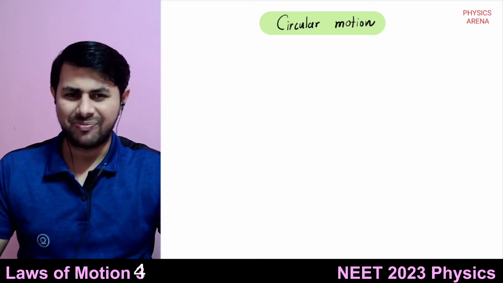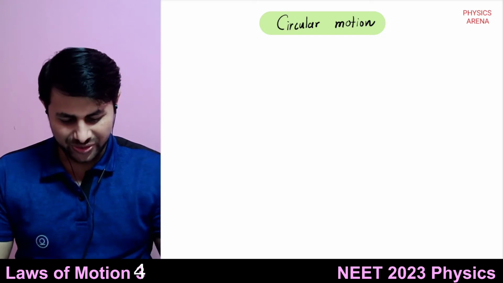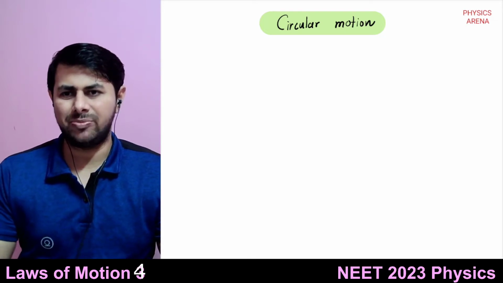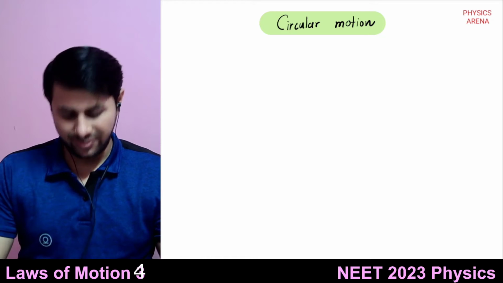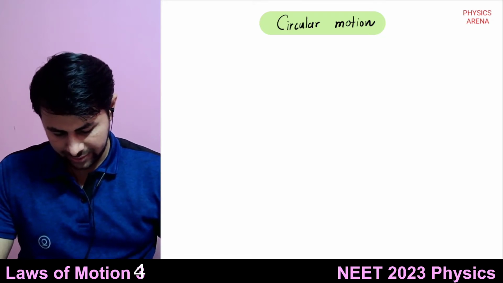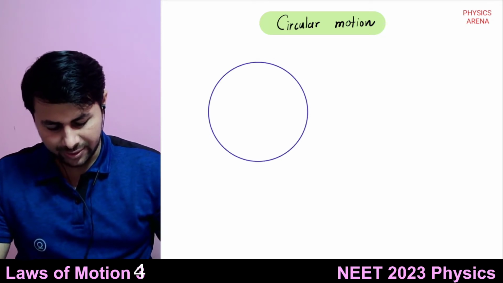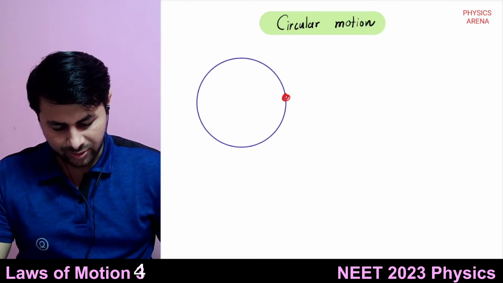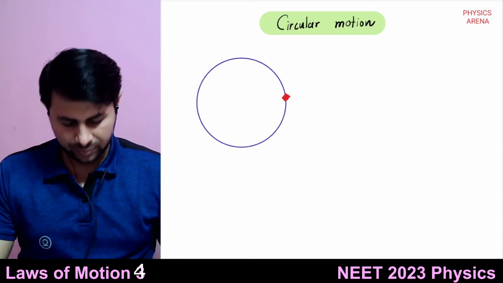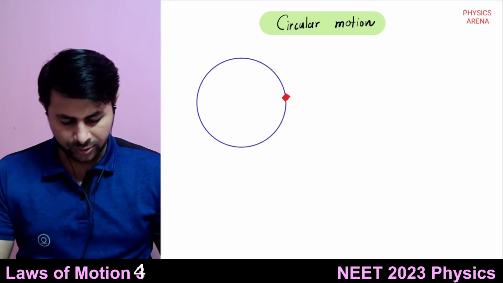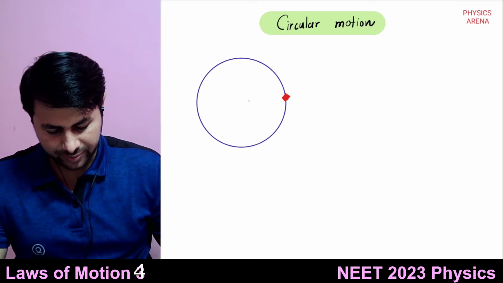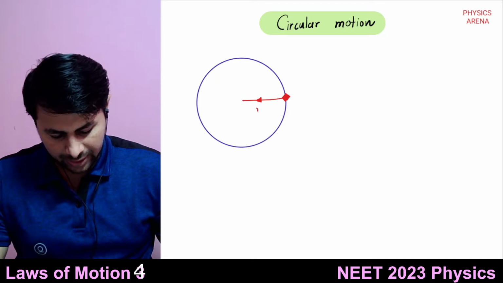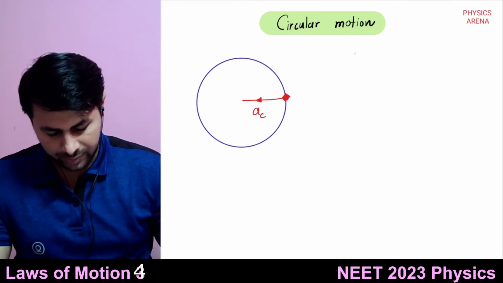So once again we'll come back to the circular motion. Now we know in circular motion there is some acceleration which is always present. What is that acceleration? It is known as the centripetal acceleration, right? So this object is performing circular motion, okay? So there will always be some acceleration acting on it, which is along the radius and towards the center, and we call it centripetal acceleration, okay?